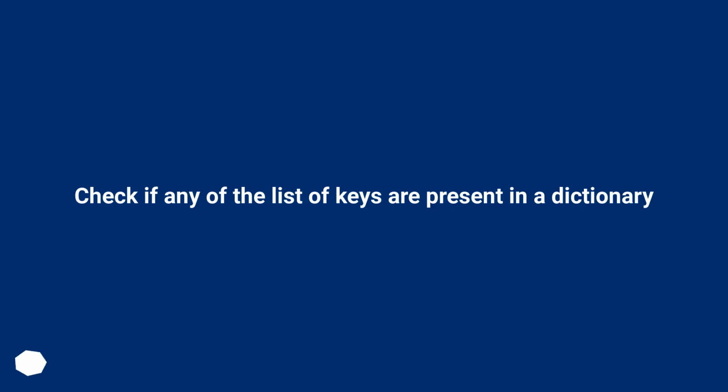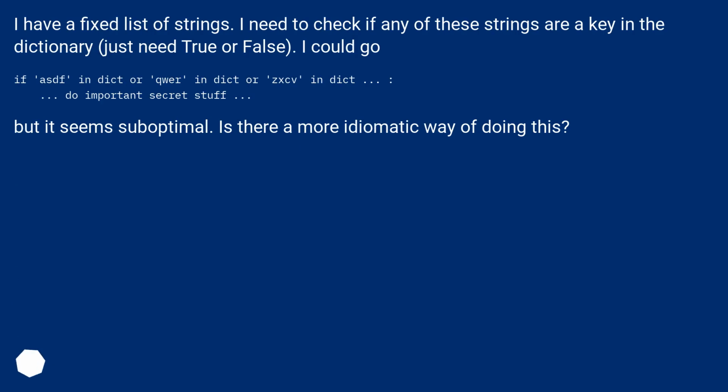Check if any of the list of keys are present in a dictionary. I have a fixed list of strings. I need to check if any of these strings are a key in the dictionary, just need true or false. I could go, but it seems suboptimal. Is there a more idiomatic way of doing this?